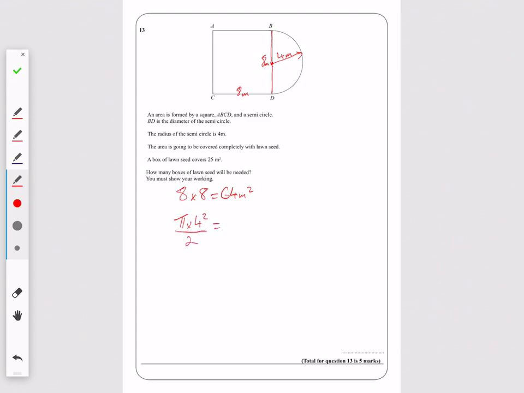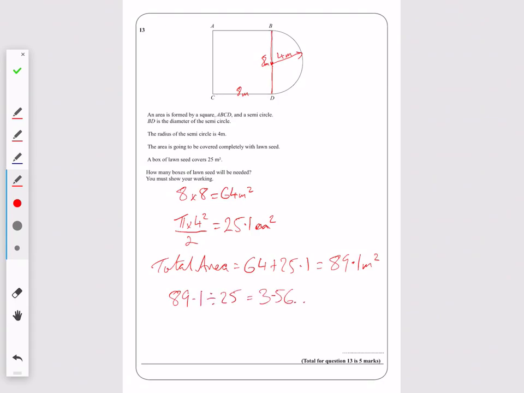If you put that into a calculator, you should get 25.1 metres squared. If we add those two together, the total area would be 64, add the 25.1, which would give me 89.1 metres squared in total. So if I do 89.1 divided by 25, I get 3.56. So we're going to need 3 full boxes and then just over half of the fourth box. So we're going to need to buy 4 boxes in total.